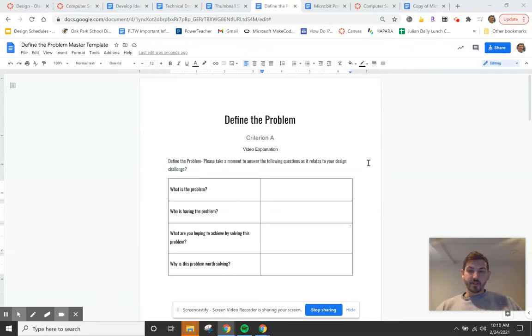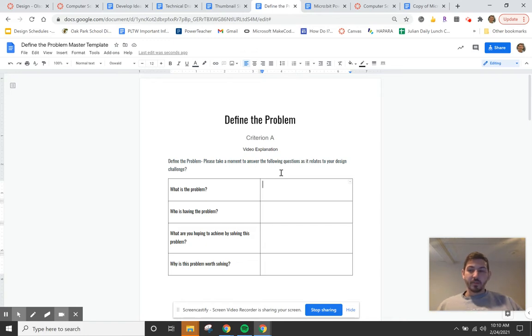All right. The first section of Define the Problem, which is our criterion A, is actually defining what our problem is. Okay. And so what we like to focus on are these four questions so we can really lay out what the problem is that you're trying to solve. So this first box, you're going to talk about what is the problem that is actually trying to be solved.